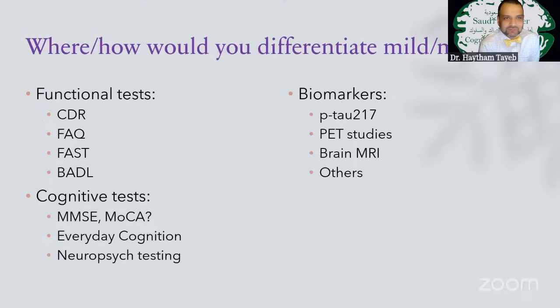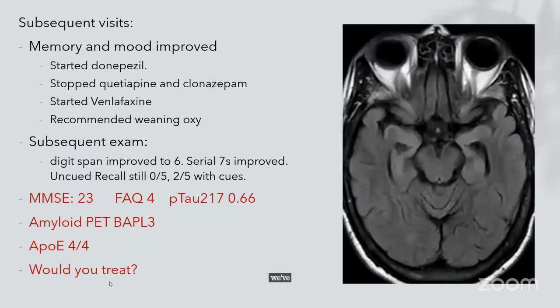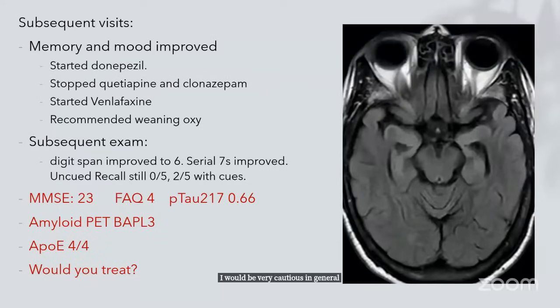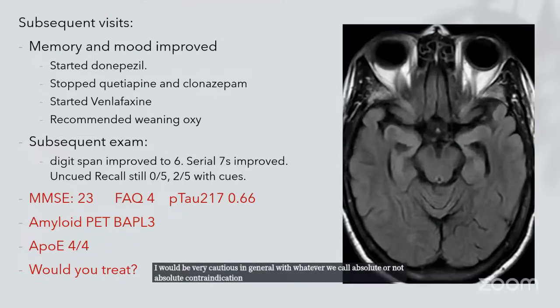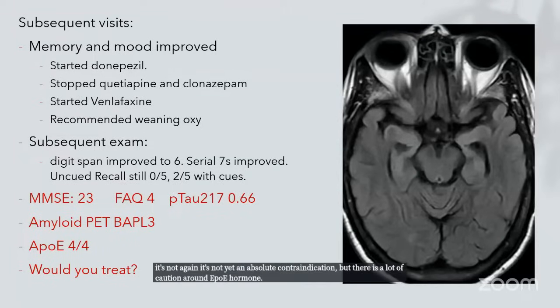Comments, or do we move on to the next one? I would be very cautious in general with whatever we call absolute or not absolute contraindication, because we're still learning about these medications. You see the new recommendations, it's not yet an absolute contraindication, but there is a lot of caution around ApoE homozygous patients.